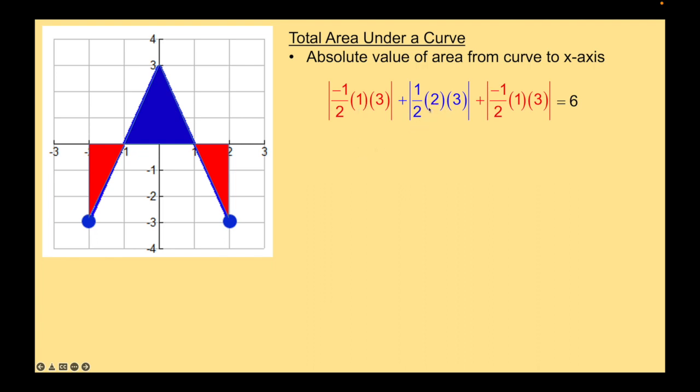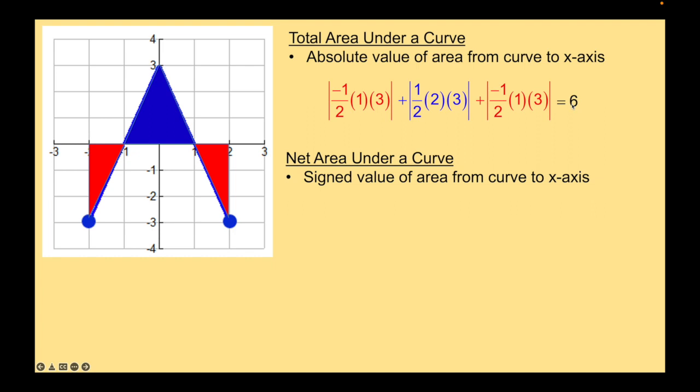This right here is going to give us 3. And then this right here is going to give us -3/2, and the opposite of that is +3/2. So this is really like 1.5 and 1.5, which is 3. And then here's another 3 in the middle, and that's where that 6 is coming from.